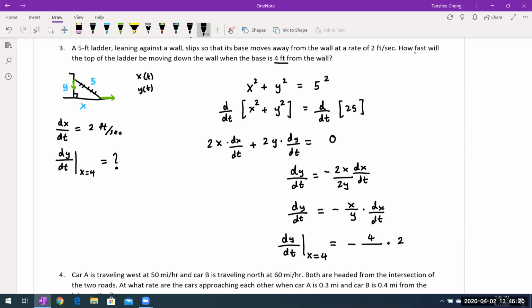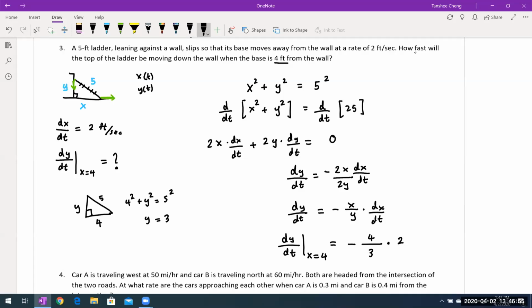So as in the previous example, we're going to go back to our picture and talk about the instantaneous case. Which instant are we looking at? When the base is 4 feet away from the wall, and my ladder hypotenuse is always 5. So what is my y? Once again, this will be 4 squared plus y squared equals 5 squared, which is a 3, 4, 5 triangle again. So therefore my y is 3. So I can put it right here, 3.